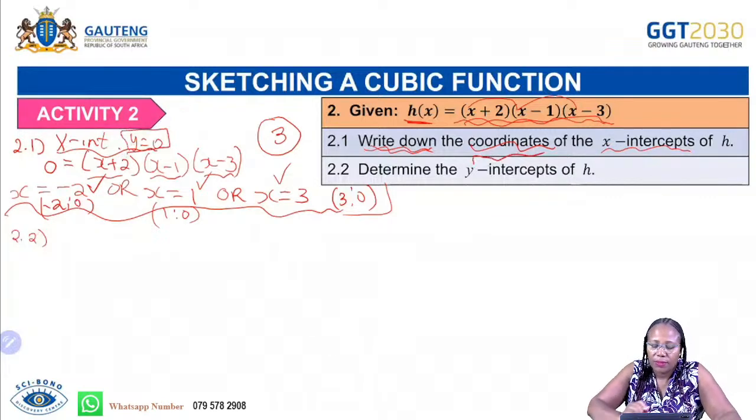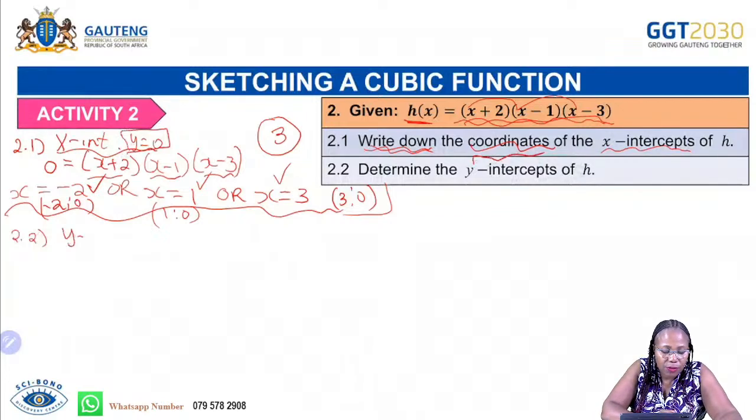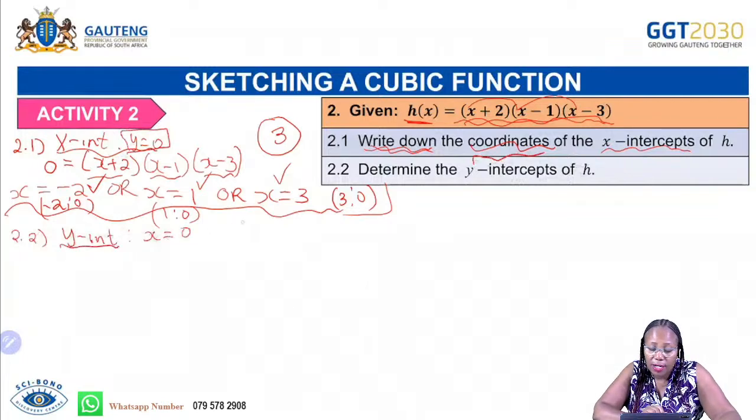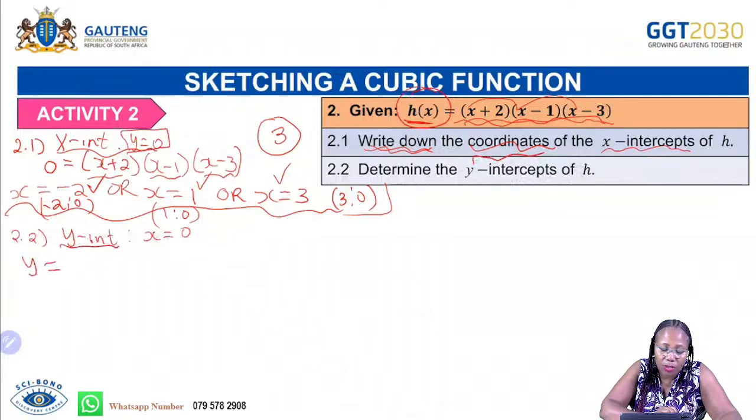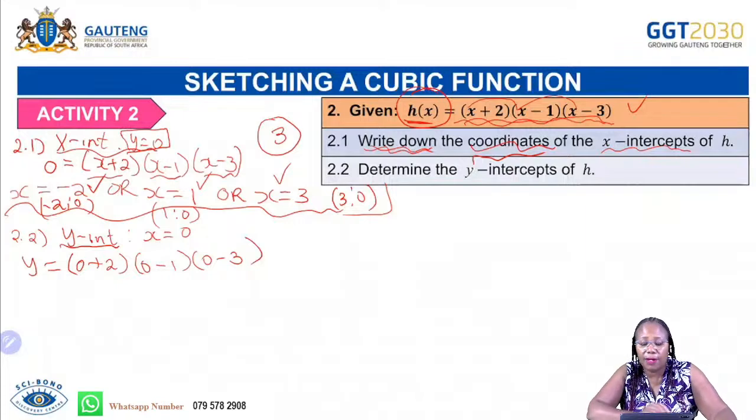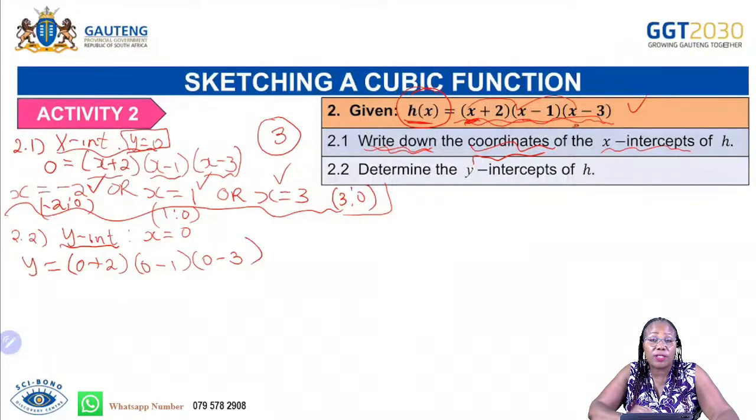2.2, determine the y-intercept of this function. Now y-intercept, you let x equal to 0, same method as previous question. And then now we let x equal to 0, our y, remember h of x here stands for y. So y is equal to, let x equal to 0, 0 plus 2, 0 minus 1, 0 minus 3. We are substituting into that equation, grade 12, where we have x, we are now putting a 0 there.